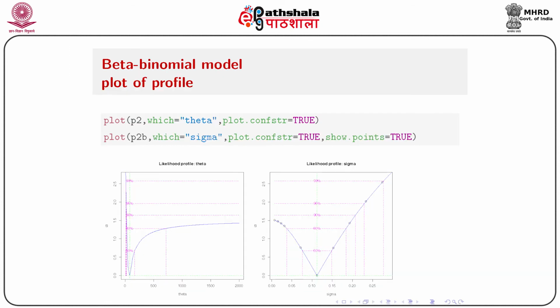The beta-binomial plot of the profile function can be used. Plot P2 with which = theta, plot.confstr = TRUE, and then plot P2b with which = theta, so theta would be plotted against sigma, with plot.confstr = TRUE and show.points = TRUE. So points would also be displayed in the second plot. So that is the plot of the profile.